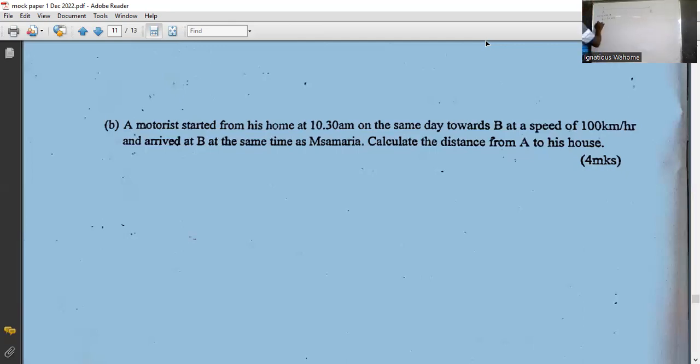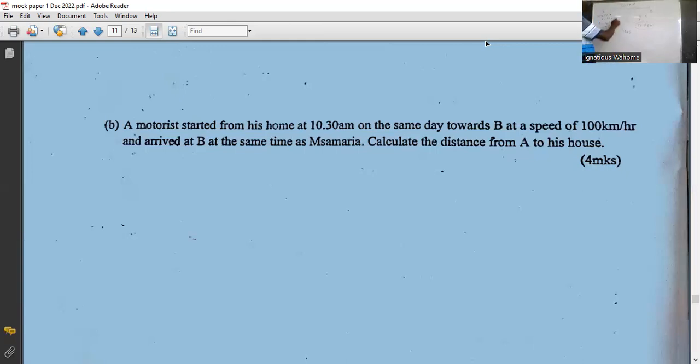He was traveling at a speed of 90. The distance was 360 kilometers. The time was 360 divided by 90, which is 4 hours. The time the Samaria arrived was 8:15 plus 4 hours. That was 12:15 p.m.